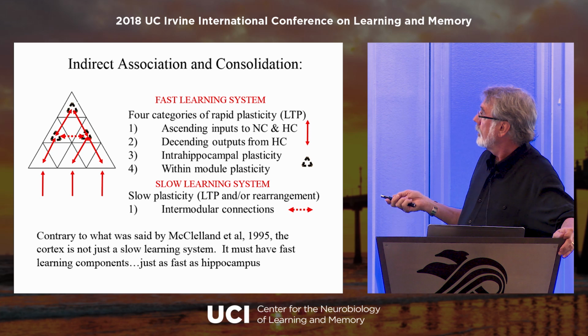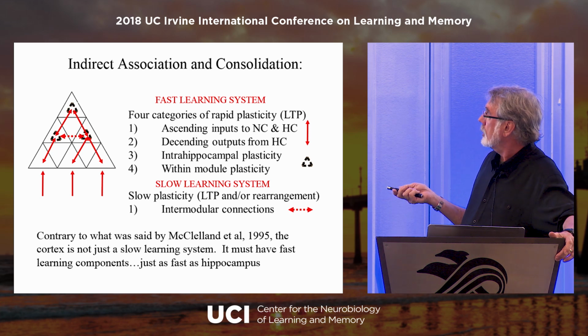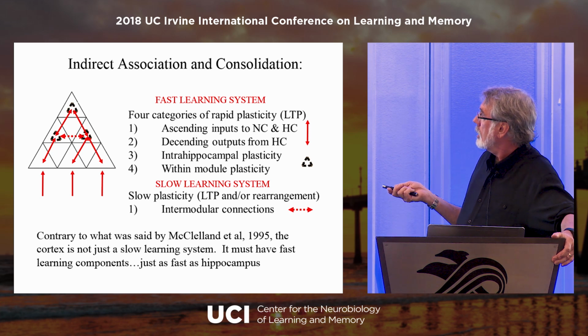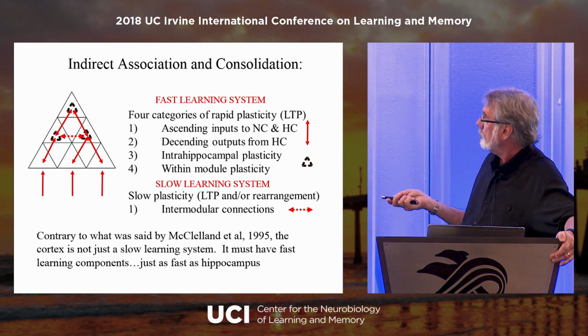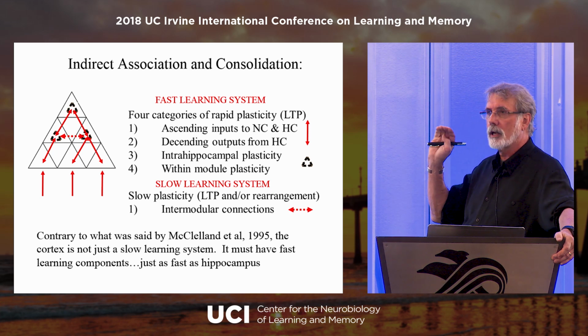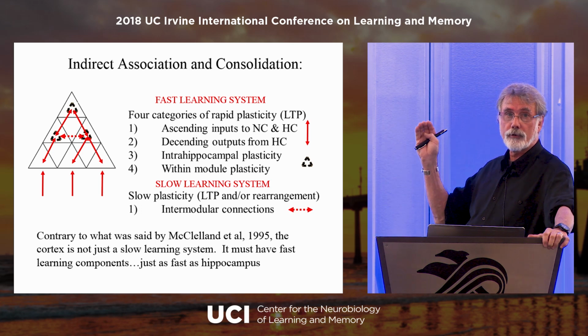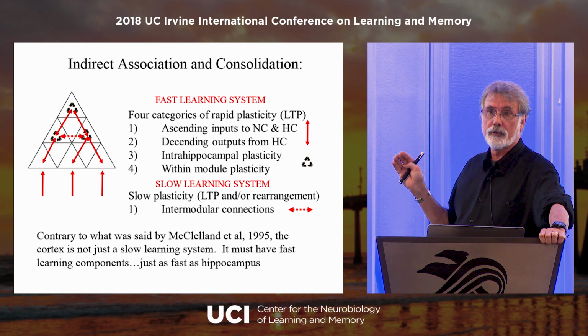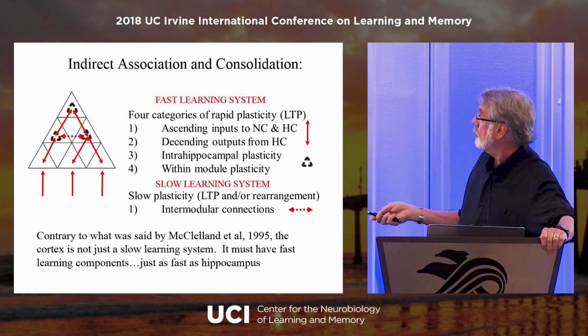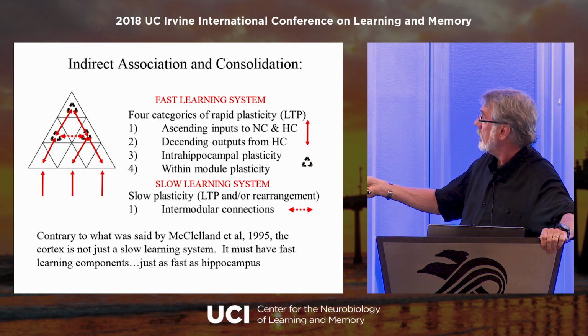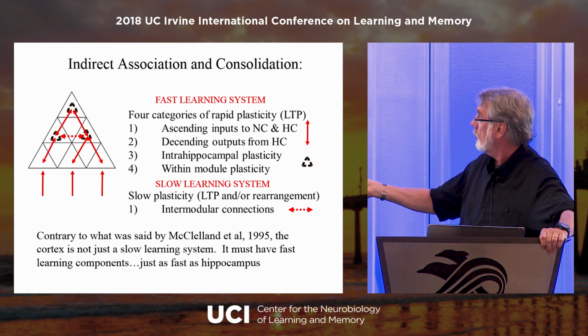So, in summary, we have to postulate that there are actually several kinds of plasticity in this mechanism. There has to be plasticity from the ascending inputs, and because it has to be on the fly, it has to be done quickly, there isn't time for growth or rearrangement of connections. They have to use fast synaptic plasticity, LTP, LTD, and so forth. And you have to see that fast plasticity in the ascending inputs, in the descending inputs, intrahippocampal plasticity, and within the modules.